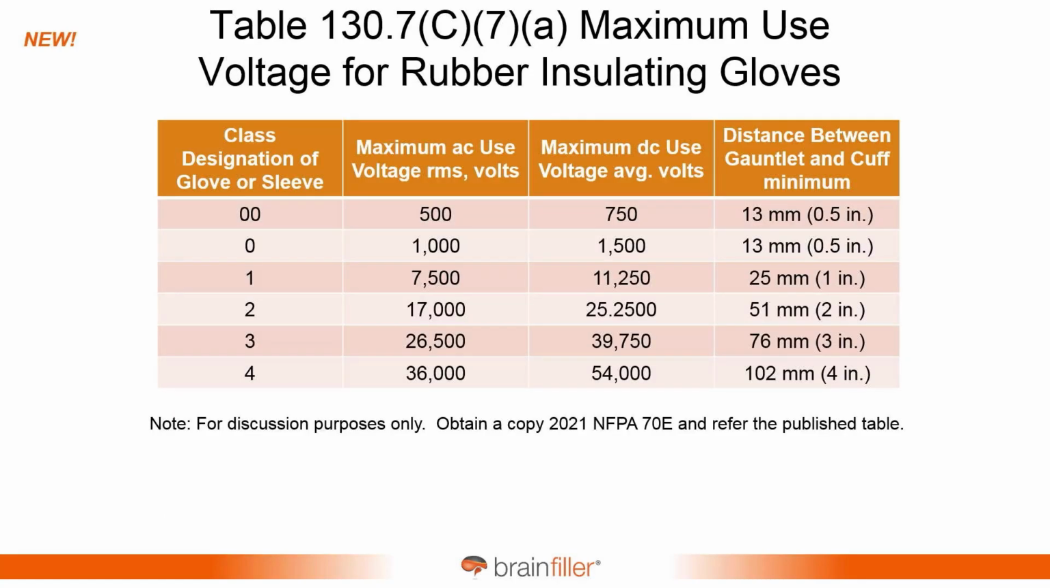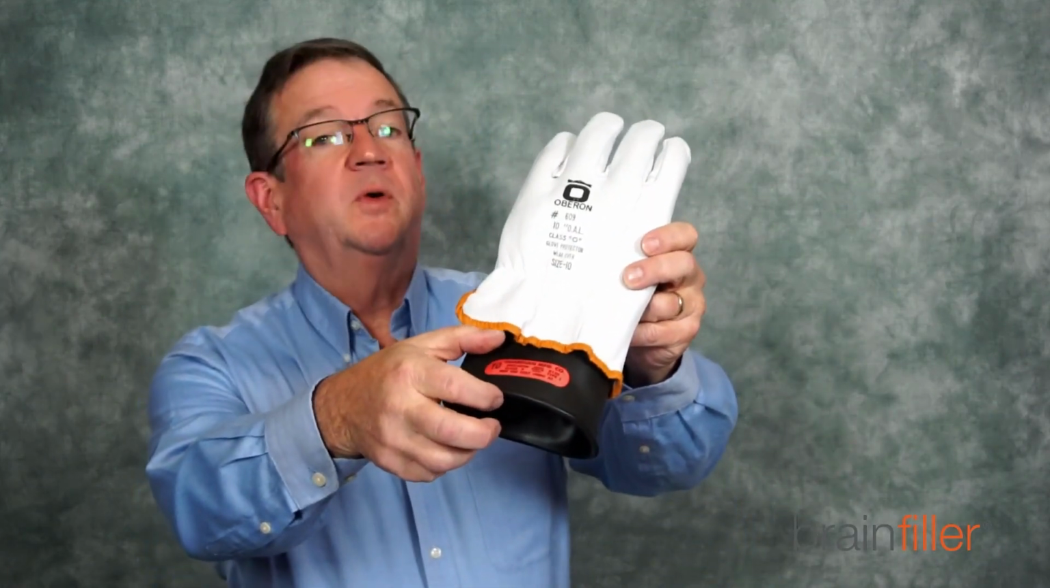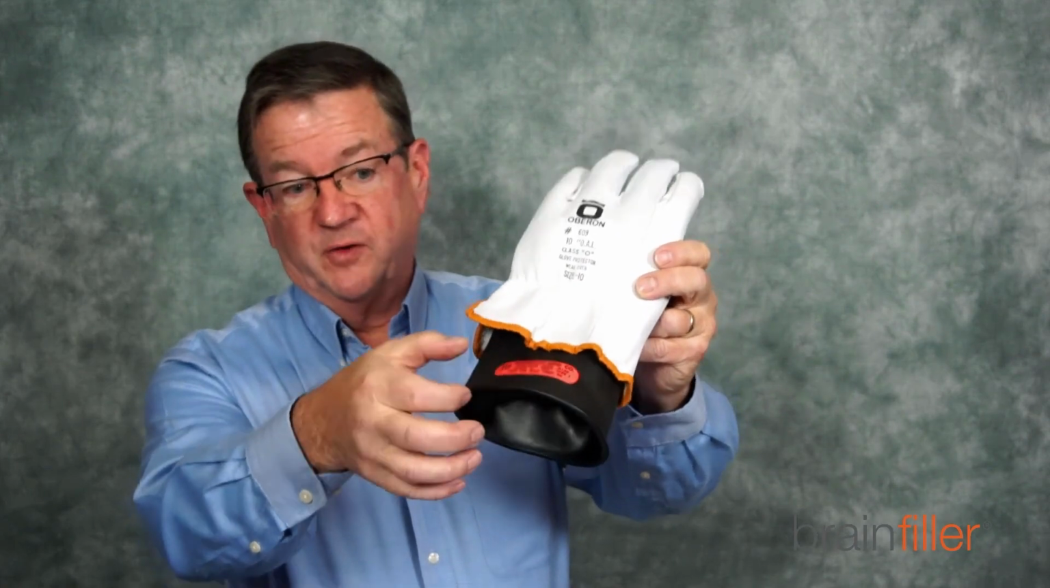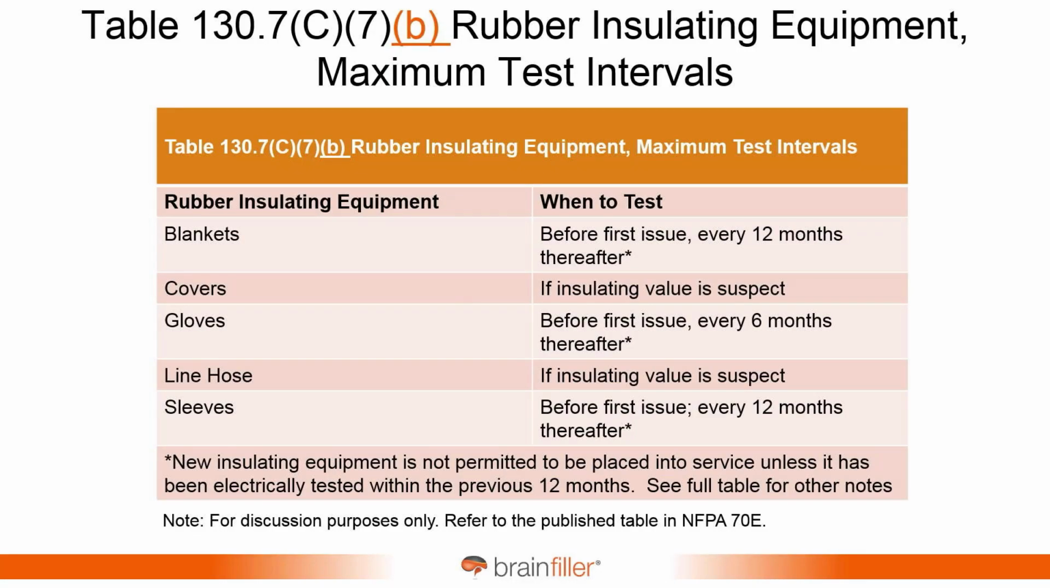This gives you the class designation of the glove or sleeve, the maximum AC voltage in the second column, and the maximum DC voltage in the third column. And on the far right, the distance between the gauntlet and the cuff, the minimum distance. And that is actually this part right here, between the gauntlet and the cuff of the glove. There's a minimum distance that's required for right here. That's in this new table. The table that was here was renumbered. It's now 130.7C7B, and this is for the test intervals for rubber insulating equipment.